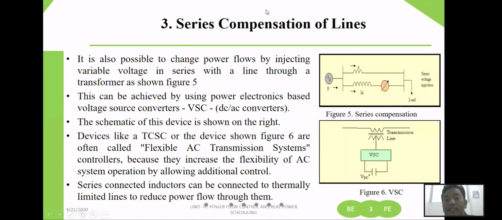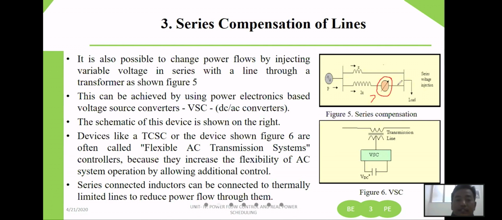Okay, so similarly, another way to change or control the power flow can be here. Earlier, in the first one we connected a series capacitor, then in the second one we connected a TCSC, and then in the third one you just inject a variable voltage in series here, and then you can try to change the power flow. When more power is required to flow, you inject the voltage, because power is equal to VI cos phi. If you increase V, definitely power will also increase. Or if you require less power, then you remove the injection, or you are not required to inject the voltage.